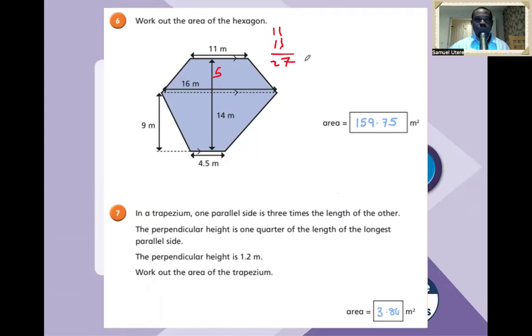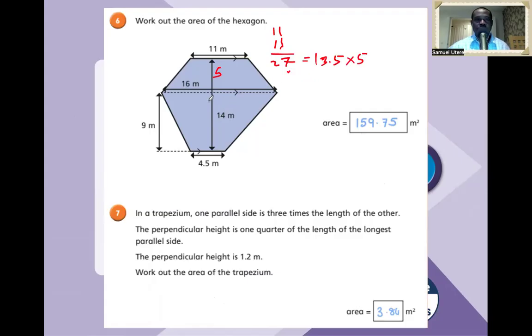And then we'll multiply by 5. Okay, so we have that and then we'll multiply by 5. And then this one, you can multiply by 5 and then you can have it. So you have this one, half of 27 is 13.5. So you do 13.5 times 5.